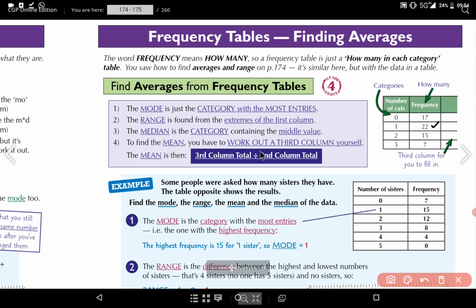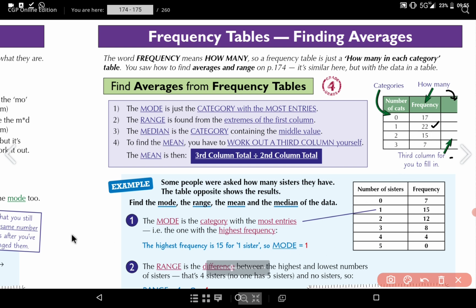Then the median is the category containing the middle value. We know what the median is. To find the mean now, you need to find the numbers in the third column, and then find the total in this column, divided by the total in the second column, which consists of the frequency. Let's see how we can do that.